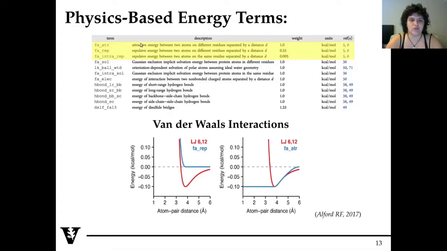So Rosetta wants to describe exactly this, and we have different terms. The repulsive term will follow this line in which we have the atom pair distance that is very small, while the attractive force will follow this part of the graph where we basically get attraction.